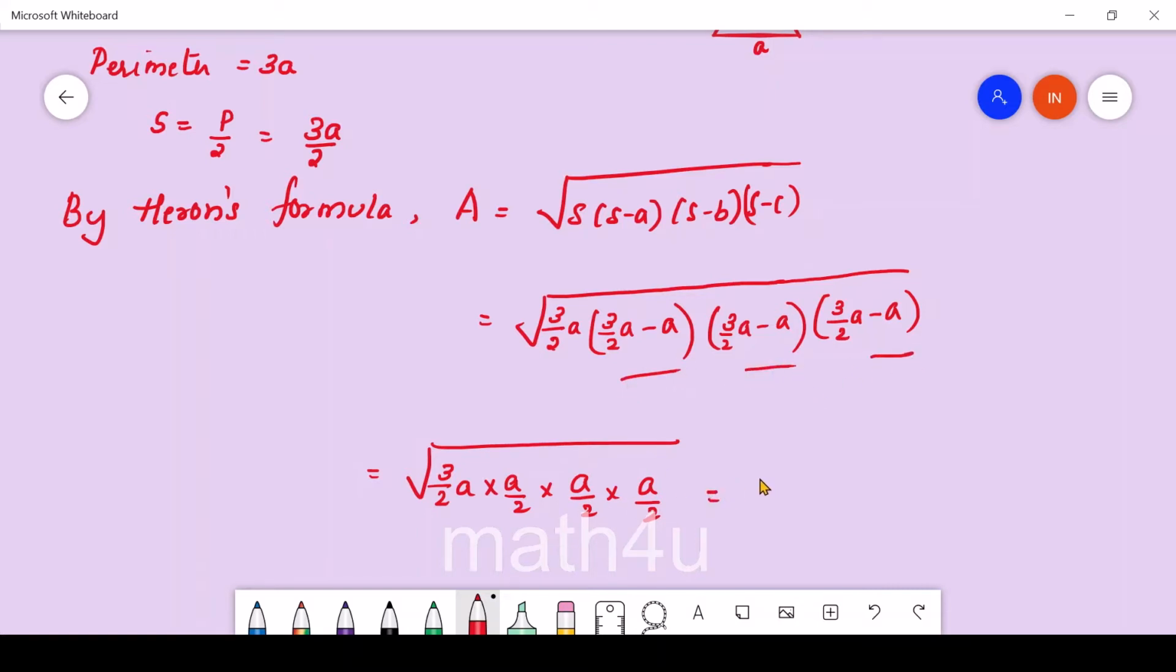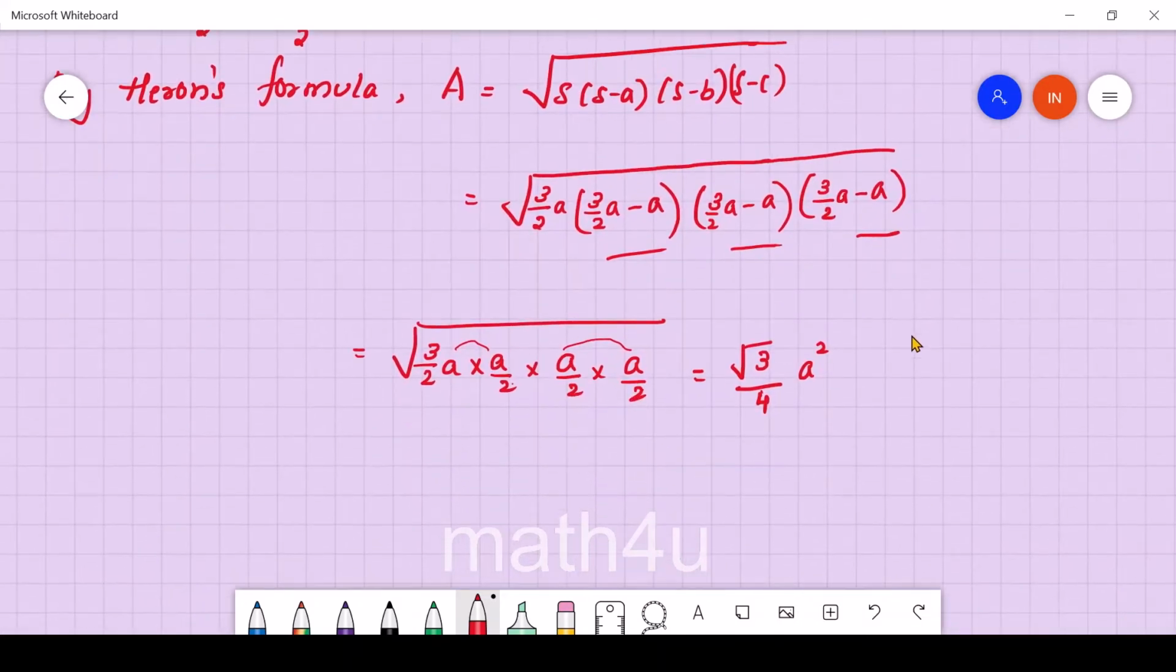So this will be equal to root of 3 by 4 A square. Okay, so how did we get this? All these should be multiplied together. 2 2s are 4, 4 2s are 8, 8 2s are 16. Outside the root, root 16 will be equal to 4. And here also A square, A into A square, A into A square, so from that I have taken A square. That is how we got this answer.